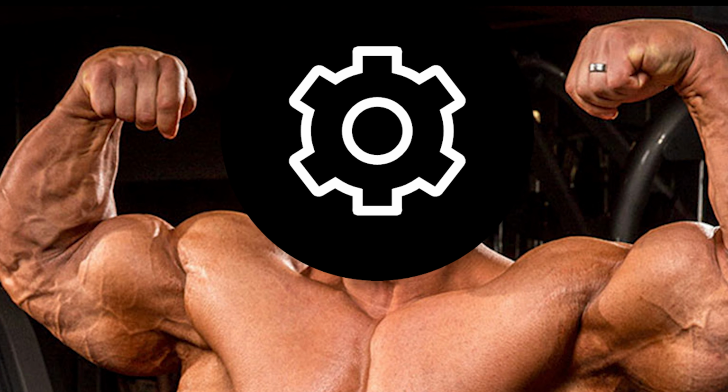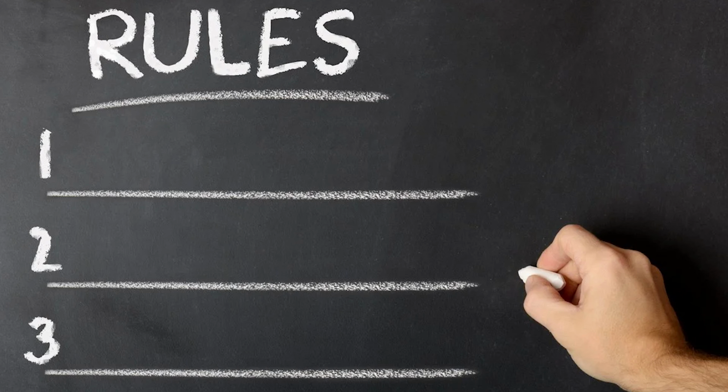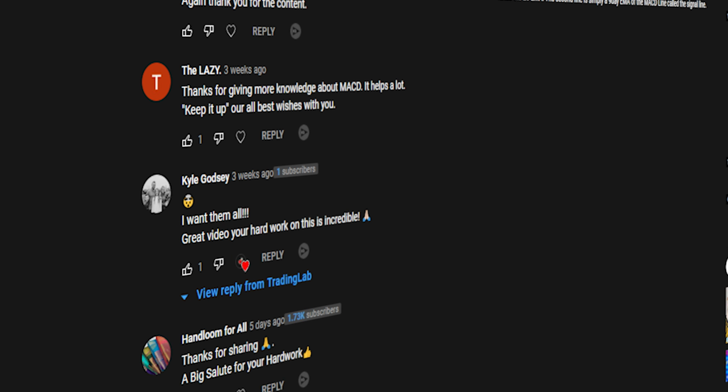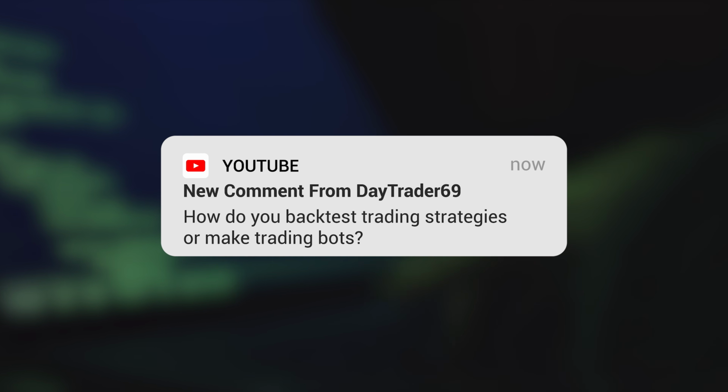So now that we have all of our top peak settings for these indicators, let's go into the rules of when to enter a trade. First, I want to address this question I get asked all the time in my comments and in my Discord. How do you backtest trading strategies or make trading bots?